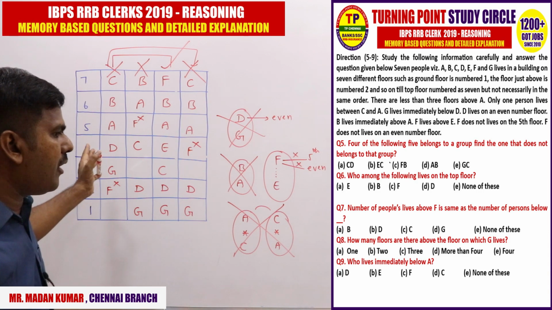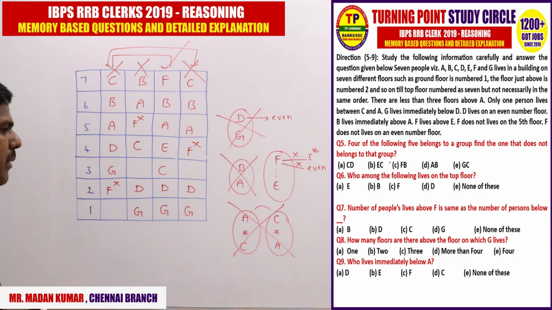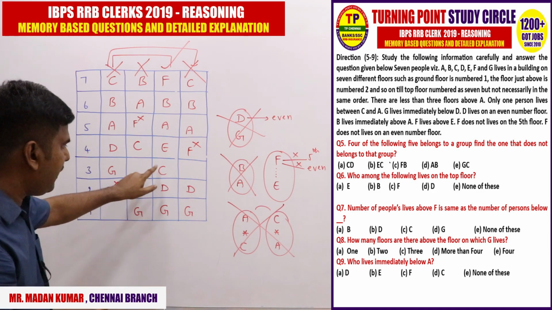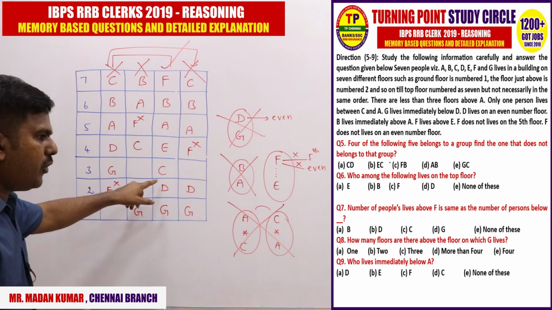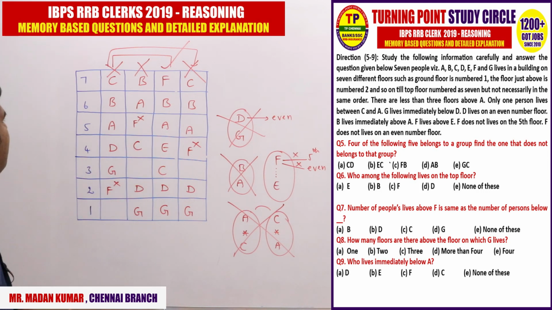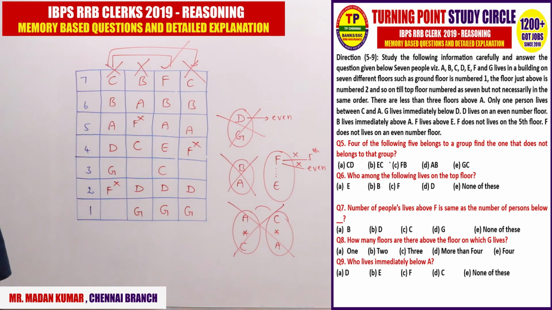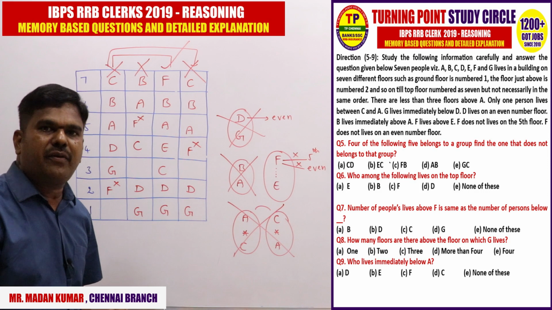Four of the following five belong to a group. Find the one that does not belong to that group. What are we being given? C and D are immediate floors, E and C are immediate floors, F and B are immediate floors, A and B are immediate floors. G and C are not immediate floors. That is the reason G and C is the answer. So we need to go ahead with the fifth option.